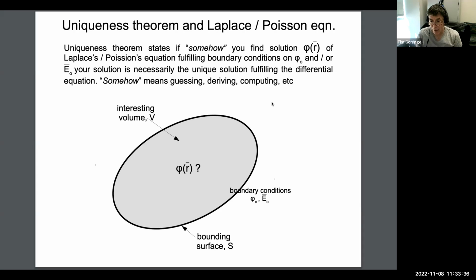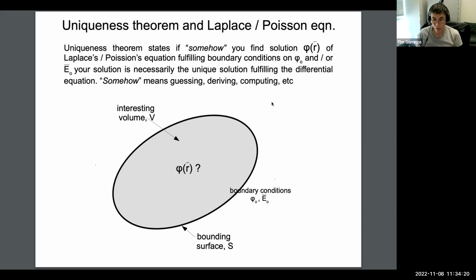It says basically that if just somehow, by some magic, by some guess, you come up with a solution to Laplace's or Poisson's equation that fulfills the boundary values, the boundary conditions of your problem, then that solution that you've somehow come up with is necessarily the unique solution to your particular problem. It just says that no matter how you find the solution, if it solves your problem, it is the unique, correct solution.